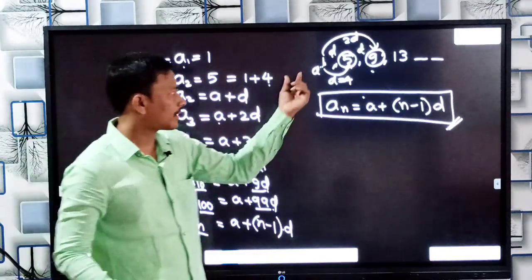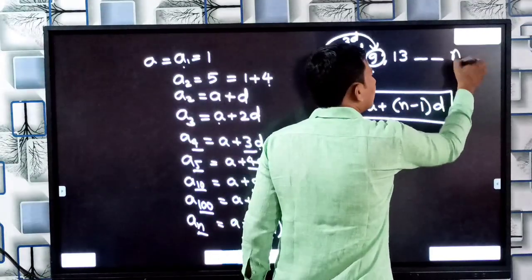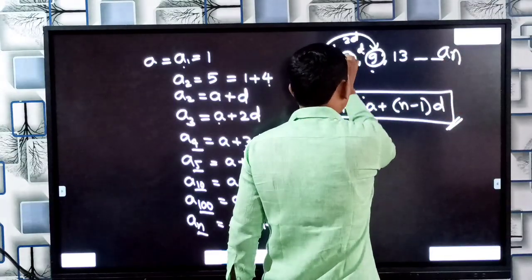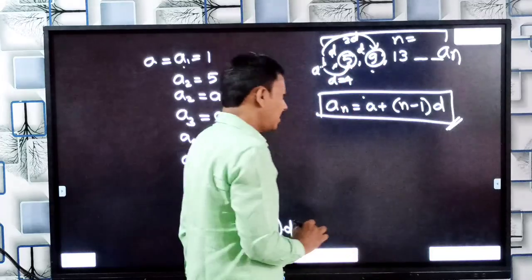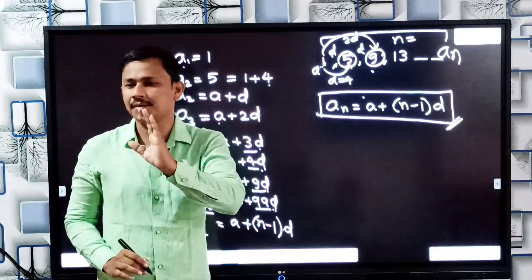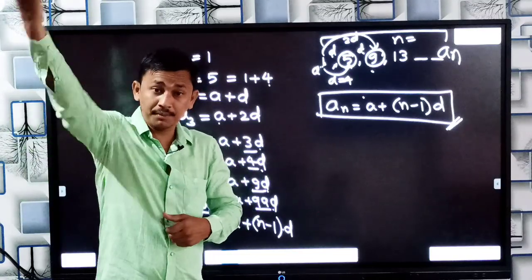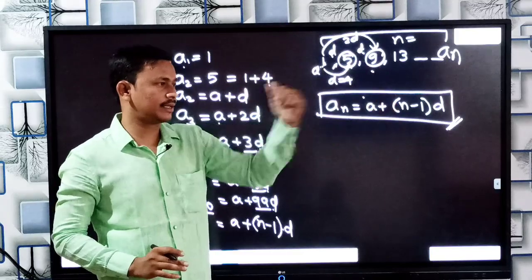Last term. Okay. a1, a2, a3, a4. The last number is an. Total number of terms is n. n is nothing but the total number of terms. कितने terms हैं उसको n बोलते हैं. लास्ट का नंबर जो है उसको क्या बोलते हैं? an. अब an अंतर करिए.